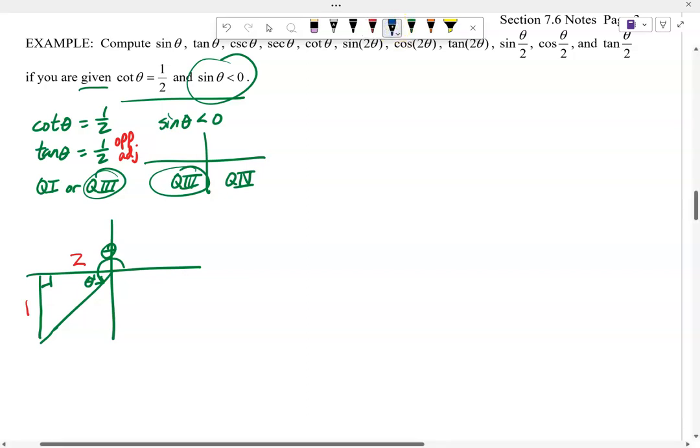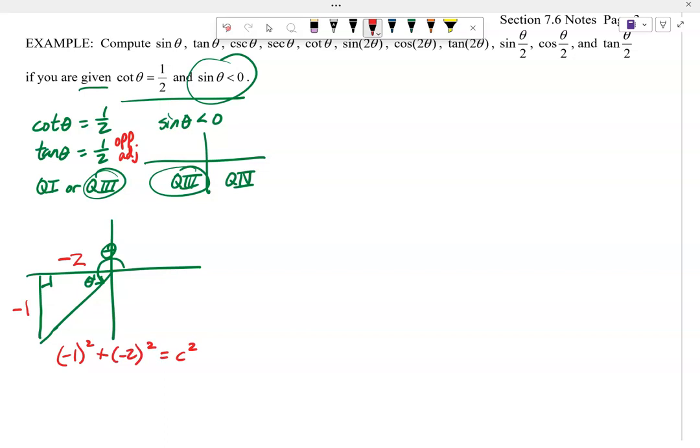So I've got to think to myself, I went in the negative x direction, negative y direction. So make those have the proper signs, because we know in quadrant 3 the sine is negative. We also know the cosine is negative there. So those have to be negatives to make this work. Now we're going to solve for the hypotenuse. So -1 squared plus -2 squared equals the hypotenuse squared. So 1 plus 4, 5, is c squared. So c is √5. The hypotenuse is always positive, a positive length. All right, so now we have the setup.